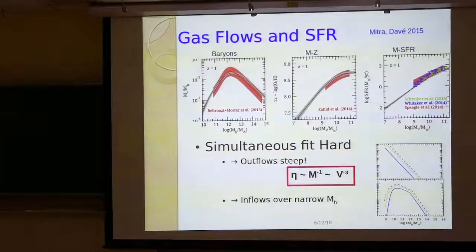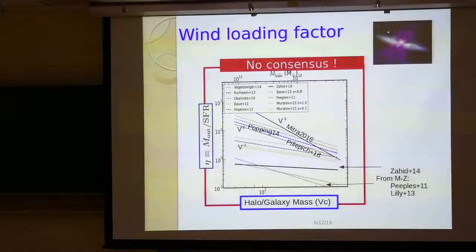And what they find is constraints on the outflow rate, which is shown here. This is the loading factor, and then they find a constraint on the inflow rate, which is constrained to a narrow mass range. But I want to emphasize that the outflow rate, the loading factor that they find in this paper, is very steep. It's one over the mass, or one over the cube of the velocity, which is, I think, not consistent with observations.